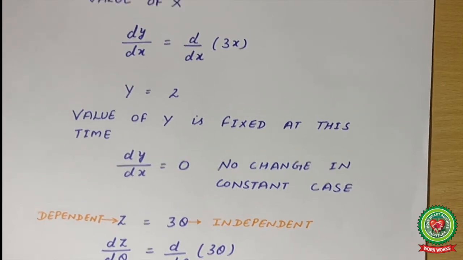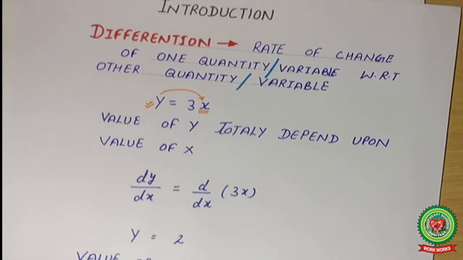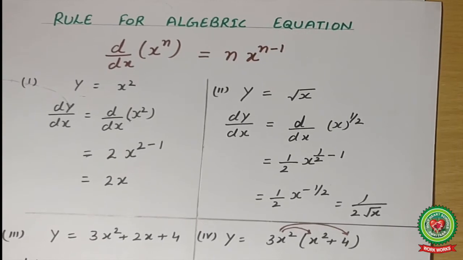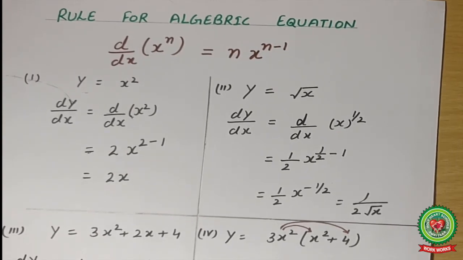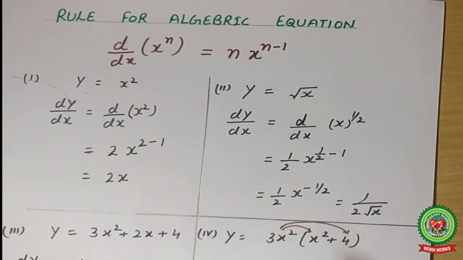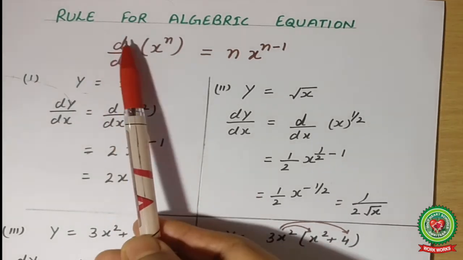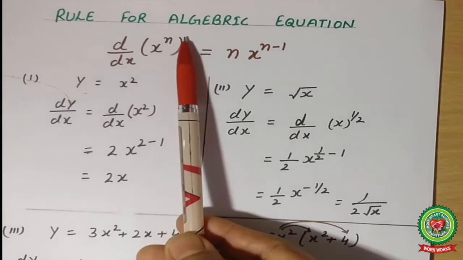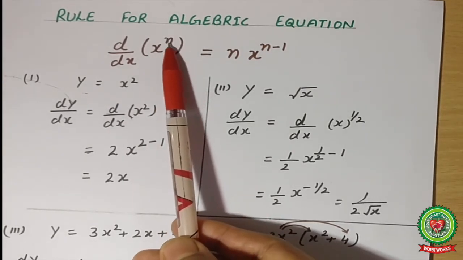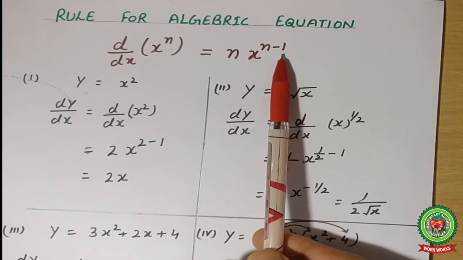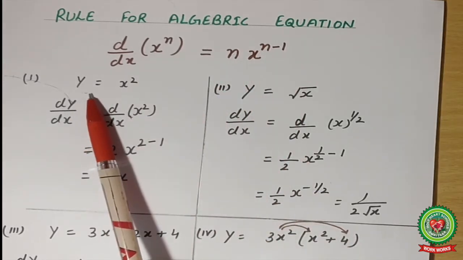Now, we will discuss some rules. According to the first rule, I am taking an algebraic function. What is the formula? One formula is there for algebraic functions: d by dx of x raised to power n, meaning any power, is equal to n x raised to power n minus 1.